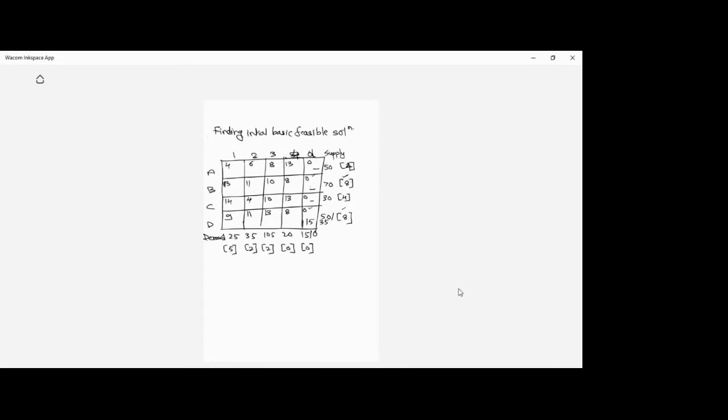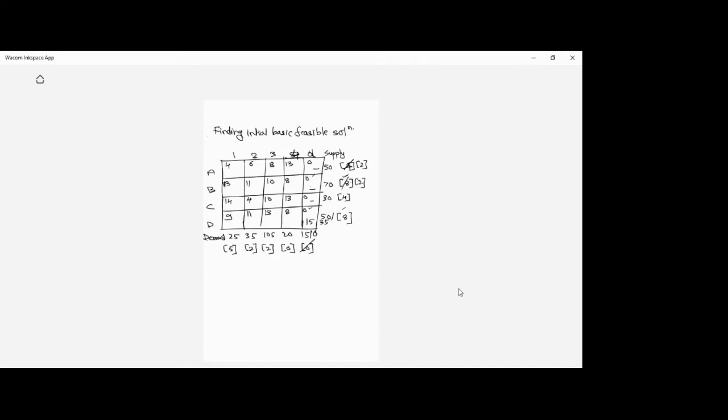So let's recalculate the penalties again. This penalty will get cancelled. Firstly, the column penalties, I guess, will remain the same. 9 minus 4 is 5, 6 minus 4 is 2, 10 minus 8 is 2, and 8 minus 8 is 0. For the rows, now they are going to change. So here it will be 6 minus 4, that is equal to 2. Nextly, it will be 10 minus 8, that will be equal to 2.